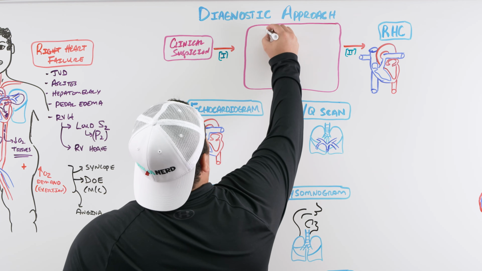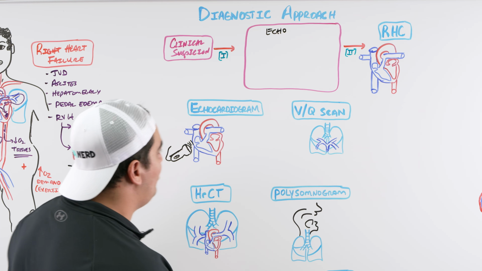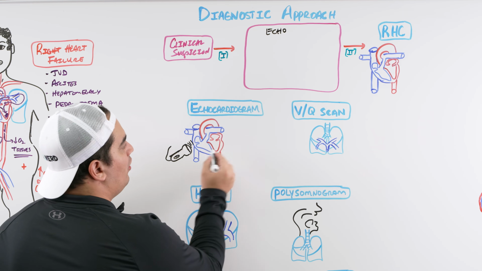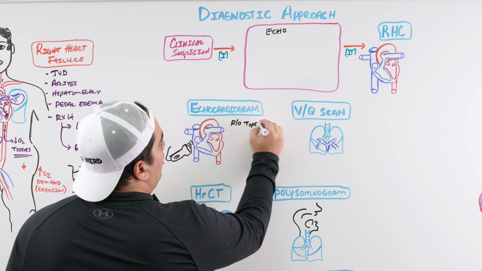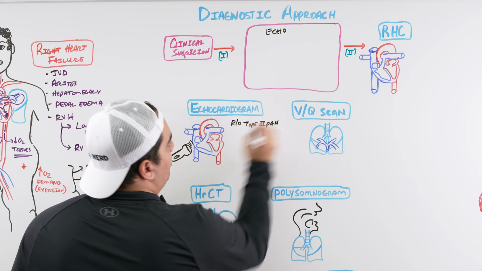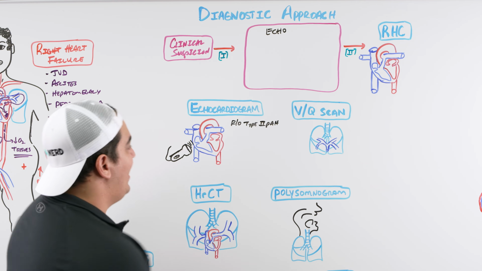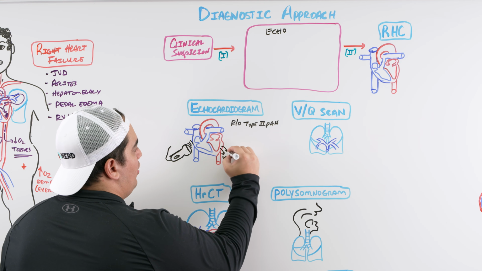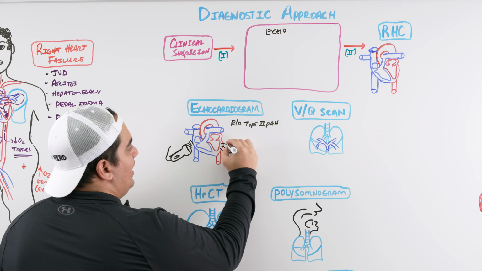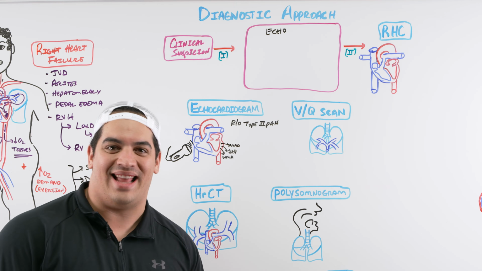So first one, I do the echo. Why do I do the echo? I do the echo because the whole point of the echo is to first off rule out that this is a type 2 pulmonary artery hypertension. Because what is type 2? Left heart disease. Is there any wall motion abnormality? Is there any reduced ejection fraction? Is there any valvular heart disease? Right there, I can automatically determine that.